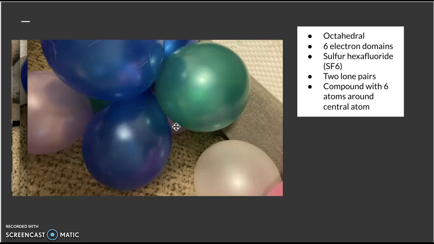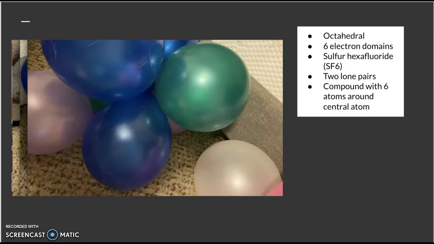How I remember it is by doing flashcards and actually writing them out, but doing this in specific, actually making the electron pairs 3D really helps a lot too. And then it is a compound with 6 atoms around a central atom.